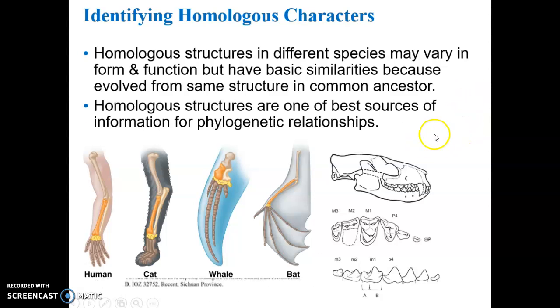So, homologous structures are one of the best sources of information to construct these phylogenetic relationships. The example here I have on the right with the skull and the teeth. Often with fossils, one of the important structural features that they use is the number and arrangement of the teeth, something that's called dentition, which is important in establishing relationships between fossil species and establishing these phylogenetic trees, these evolutionary family trees of organisms.